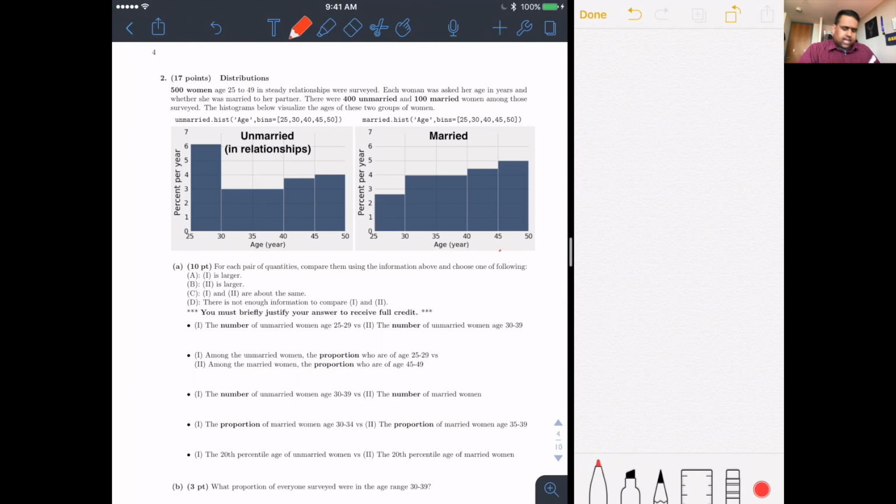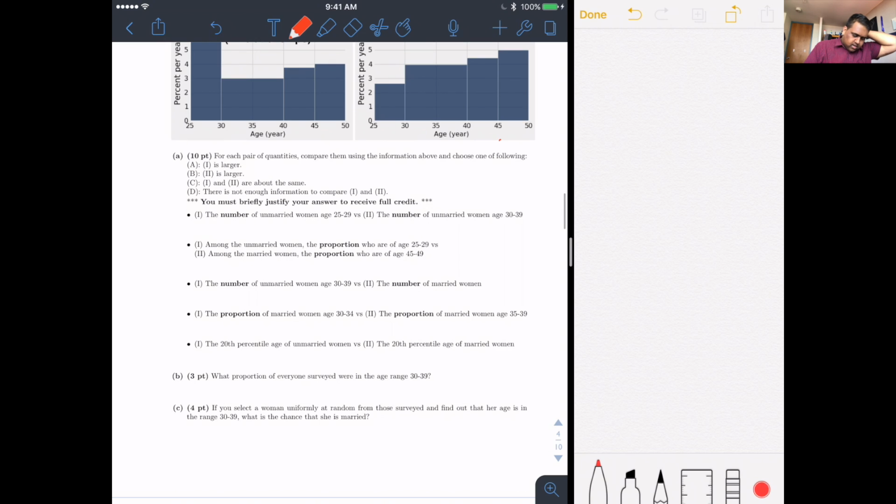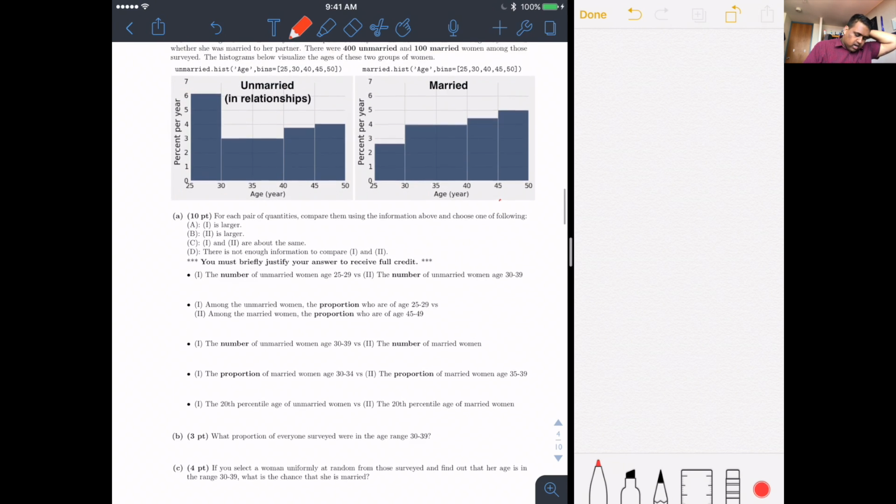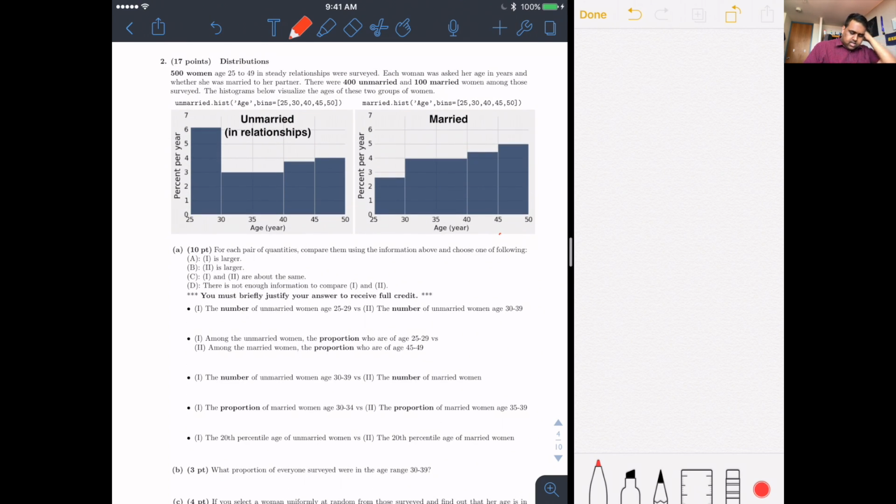Okay, now it's time to get into problem 2, which deals with our understanding of histograms. And these questions, at least for part A, are multiple choice, I guess, where you pick either A, B, C, or D, where A represents the first quantity is larger, B, the second quantity is larger, C is that they're about the same, and D is that there is not enough information to answer the question.